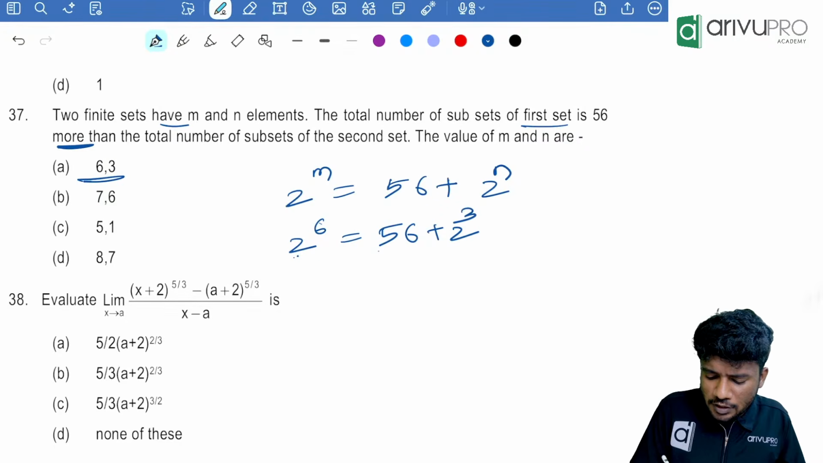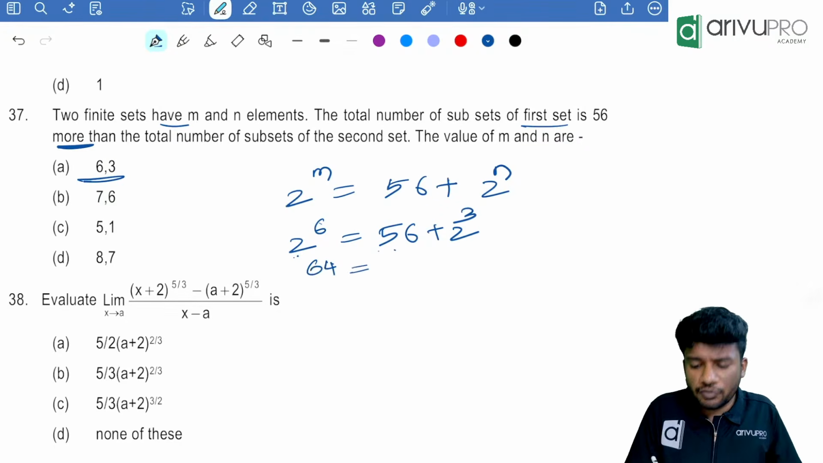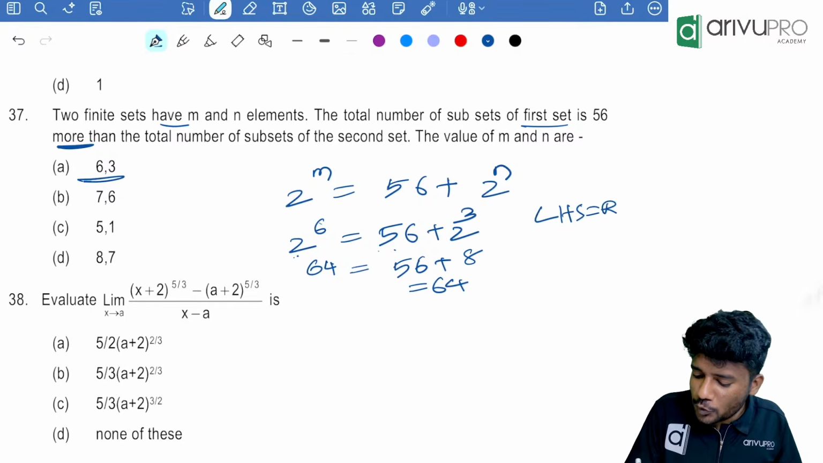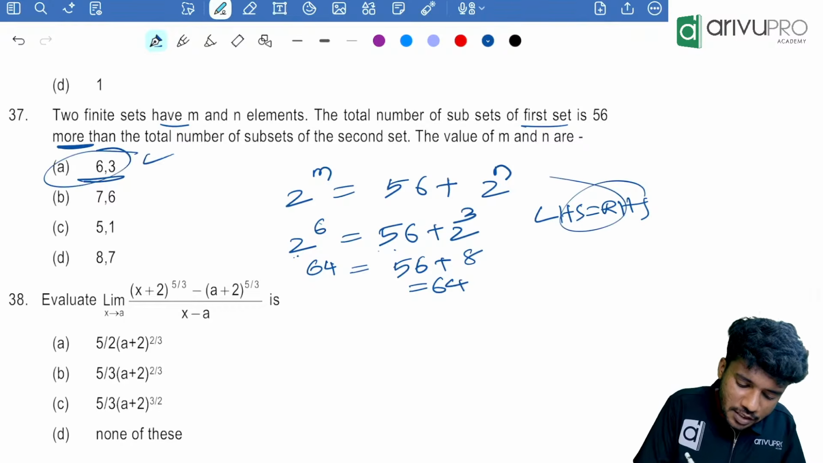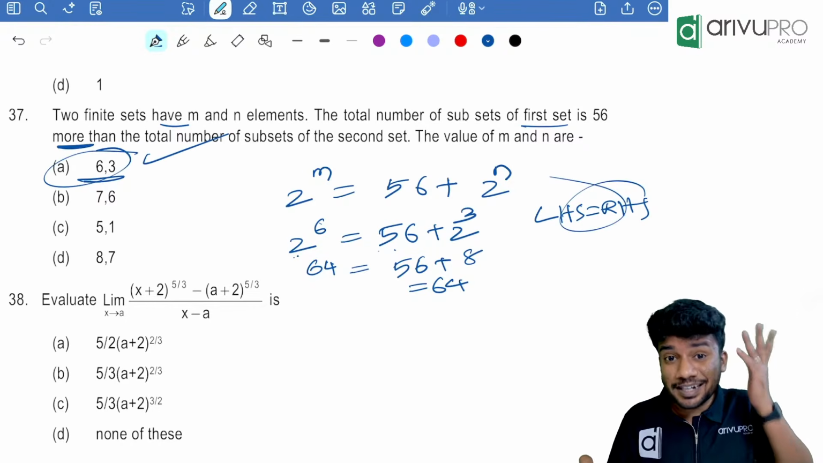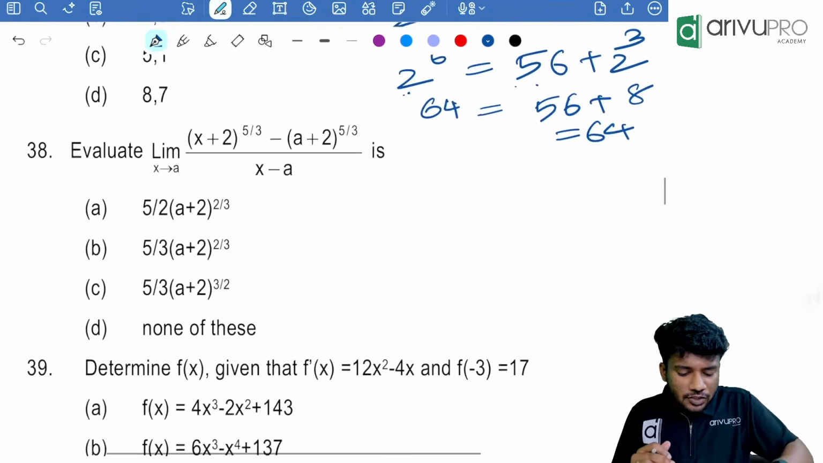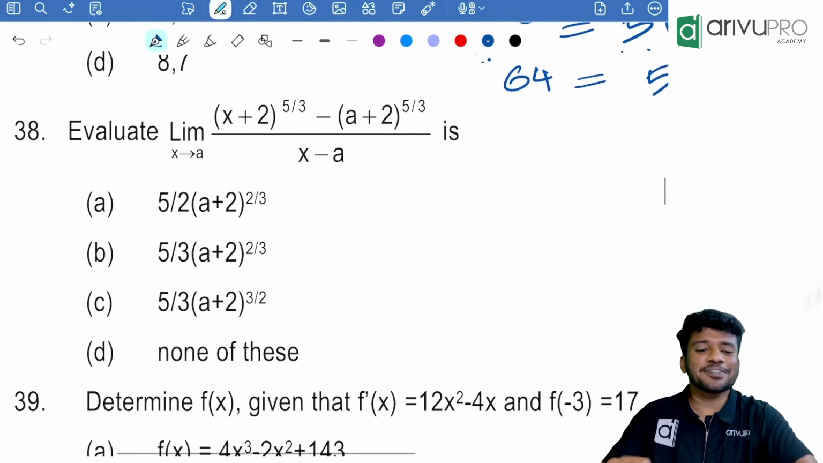2 raised to 6 is how much, people? 64, which is equal to 56 plus 2 raised to 3 is how much? 8, which is equal to 64. So LHS is equal to RHS in which option? Option A itself. It is not a raised to, it is 2 raised to. Okay, yes.